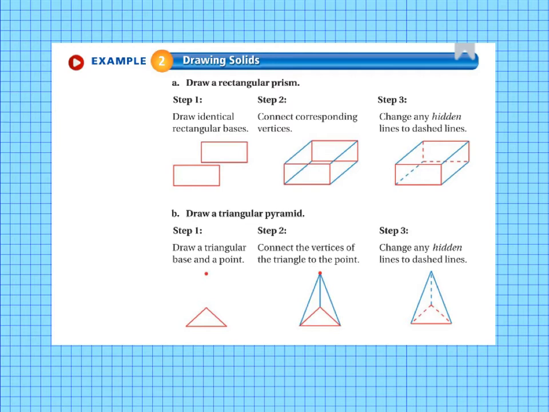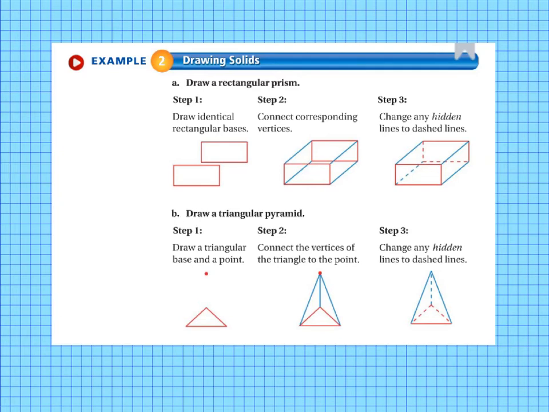Step 1, we draw identical rectangular bases. And step 2, we connect those bases with straight lines. It says connect the corresponding vertices, so you just connect the corners. And step 3, it says change any hidden lines to dashed lines.